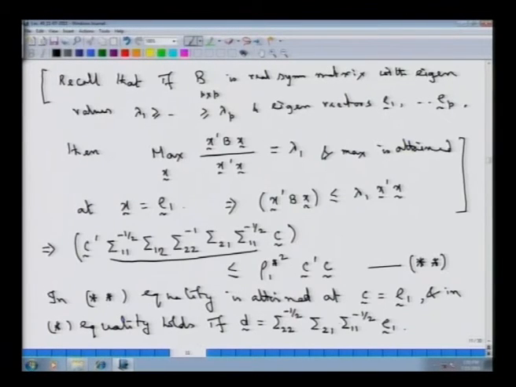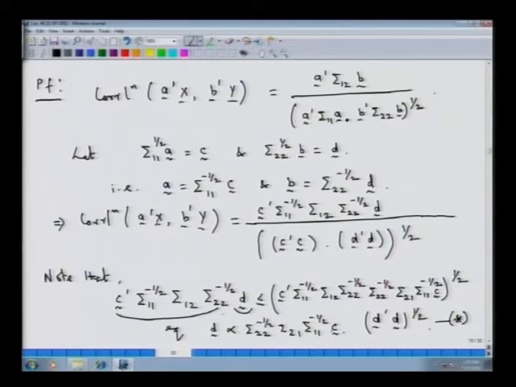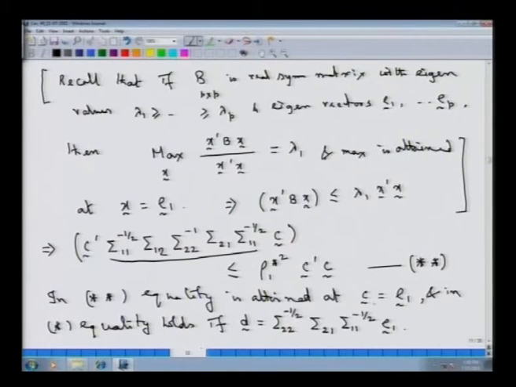Now, in double star we require c to be equal to E1 in order to have equality, in order to attain the maximum value, and here in order to attain its maximum value we would require this, and since in double star equality holds for c equal to E1, here also c needs to be replaced by E1. So, we will have these two to hold if we want to have equality in all the previous steps. That is, we would require this c vector to be equal to E1, and c is connected with the a vector because a was the original vector.